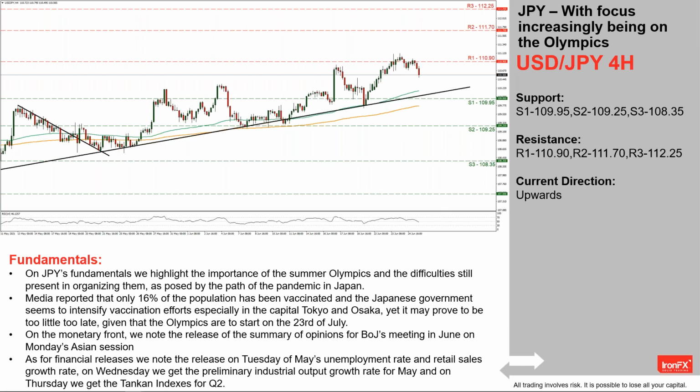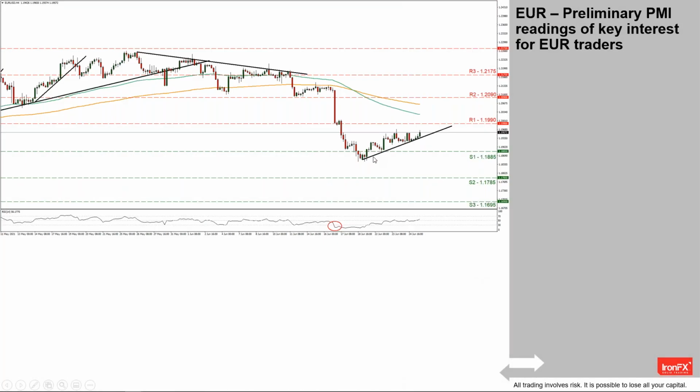of July. On the monetary front, we note the release of the summary of opinions for BOJ's meeting in June on Monday's Asian session, which could provide further clues on how dovish the bank's intentions are. As for financial releases, we note the release on Tuesday of May's unemployment rate and retail sales growth rate. On Wednesday, we get the preliminary industrial output growth rate for May. And on Thursday, we get the Tankan indexes for Q2, which may be the main release from Japan in the coming week.